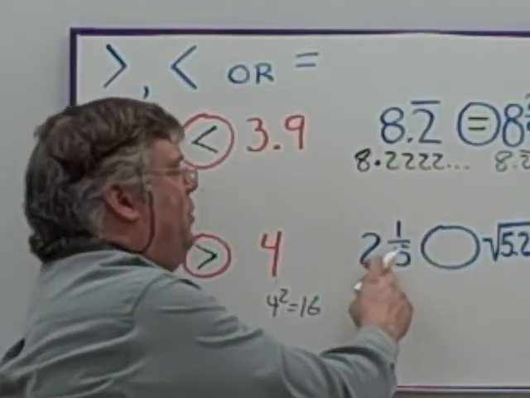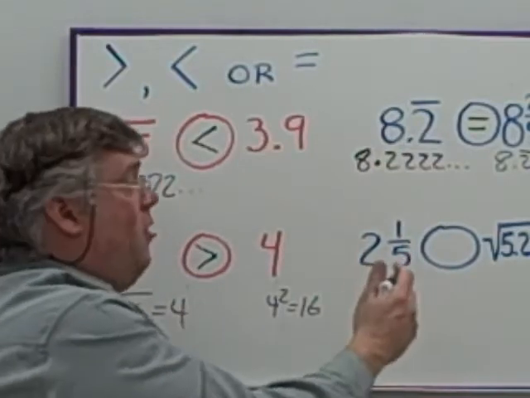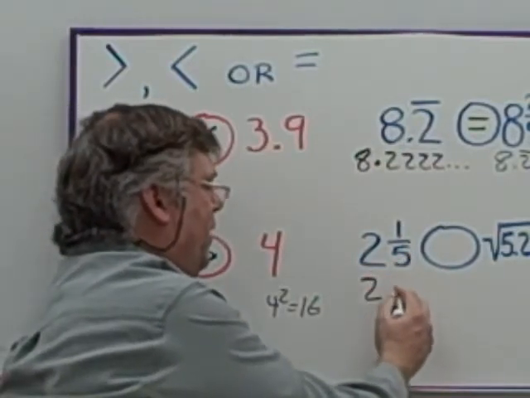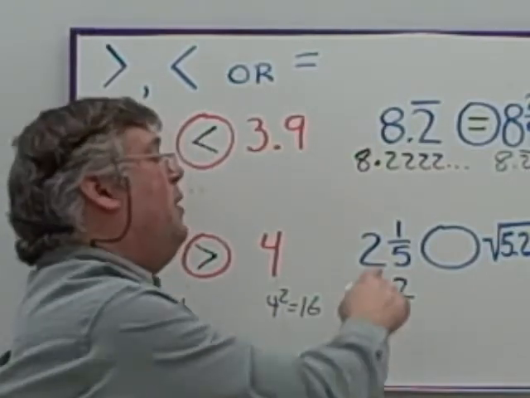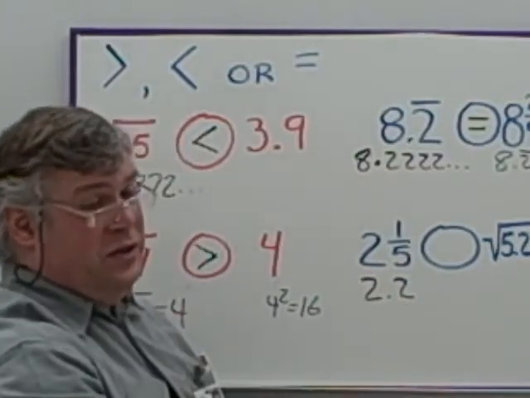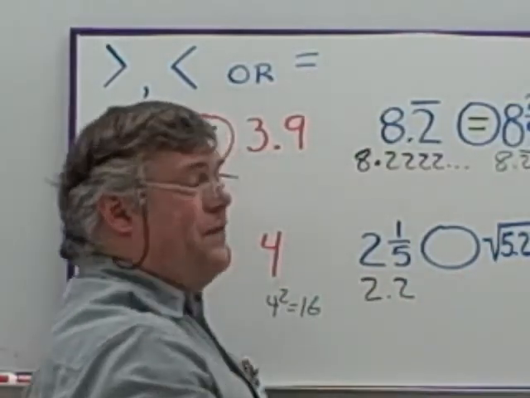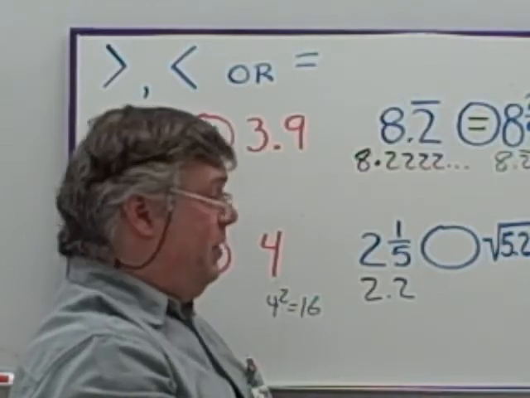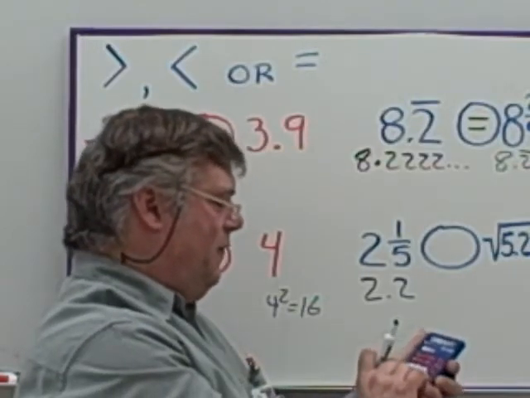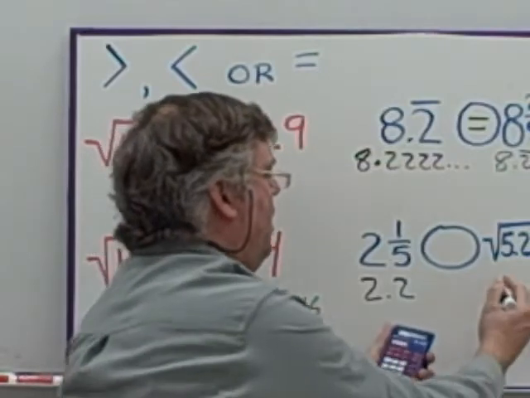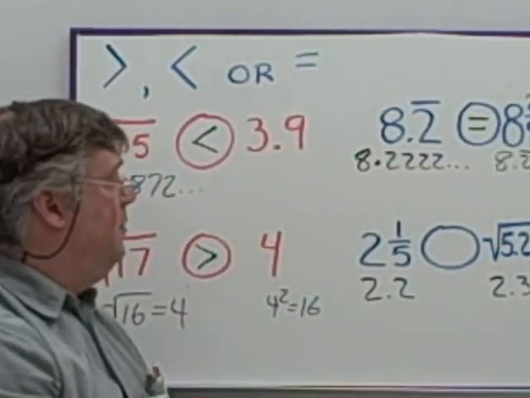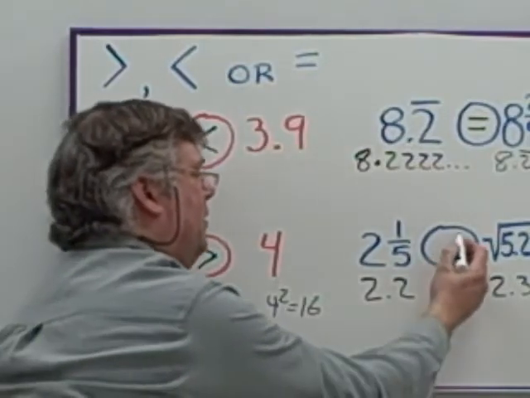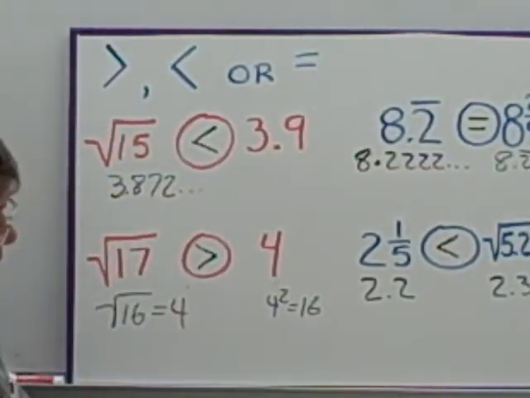Over here, we've got 2 and 1/5, which I know as a decimal is going to be 2.2. How do I know? Because I've worked with 1/5 before, and I know that 1/5 is 0.2. Otherwise, you divide top by bottom, and you're going to get 0.2. Over here, I've got the square root of 5.29. I don't know what the square root of that is, so I'm going to have to put it in the calculator. 5.29, hit square root. It's going to give me 2.3. 2.2 is less, so I put the less than symbol there, and move on.